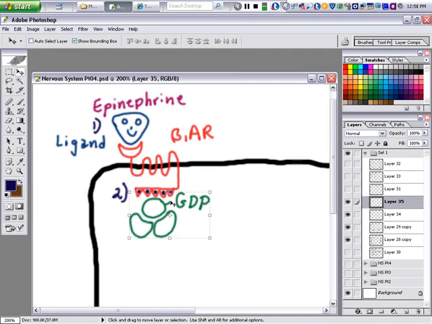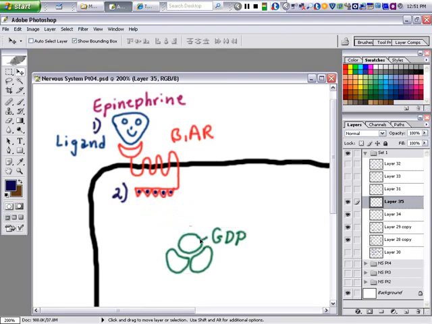Let's go through all of them again. Step number 1: here's the receptor, and here's epinephrine. Epinephrine is going to bind to the receptor. That's step 1. Step 2, a signal is going to be sent to the inside of that receptor, and the receptor is going to change itself on the inside.